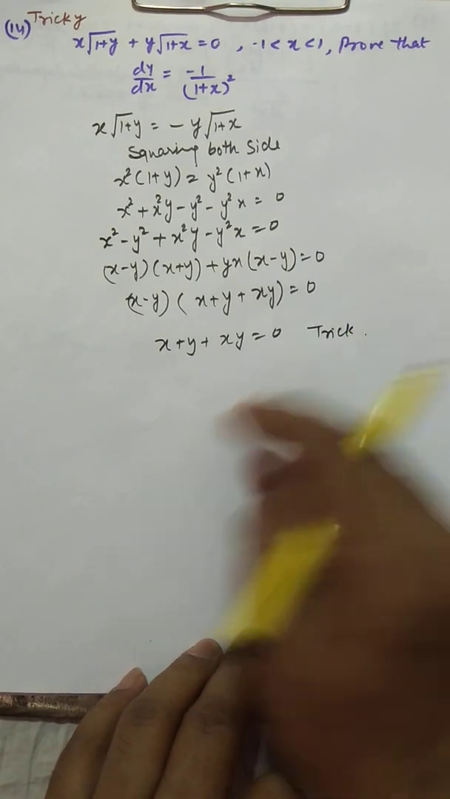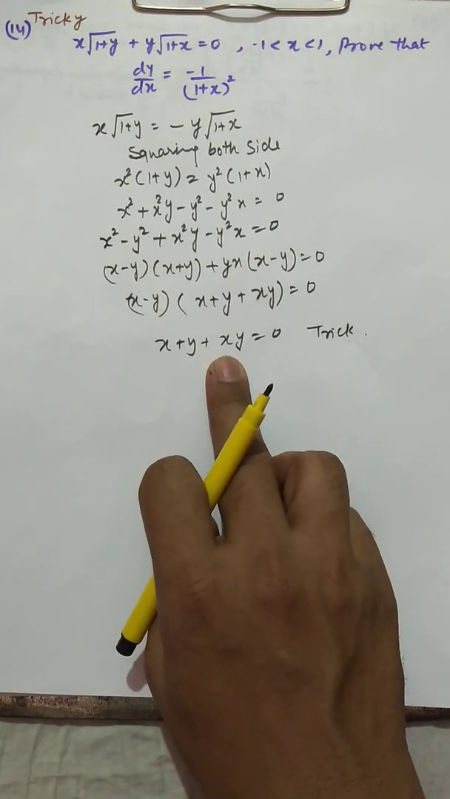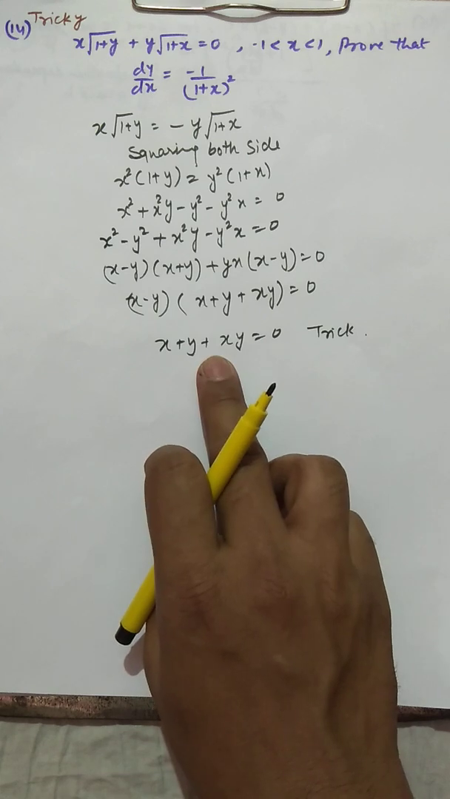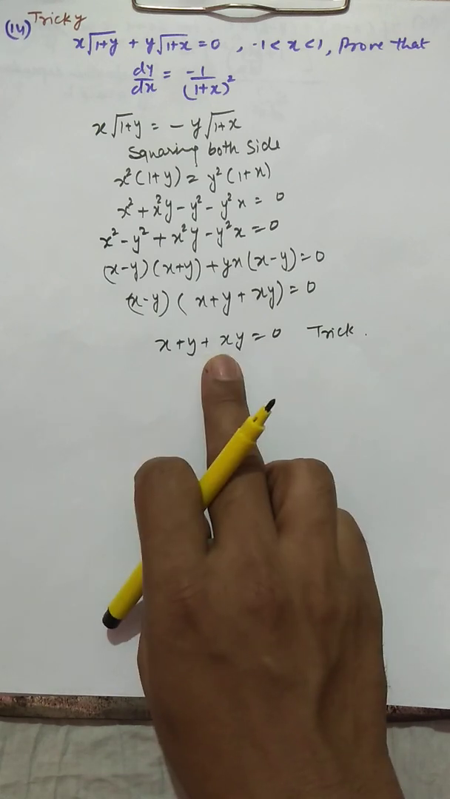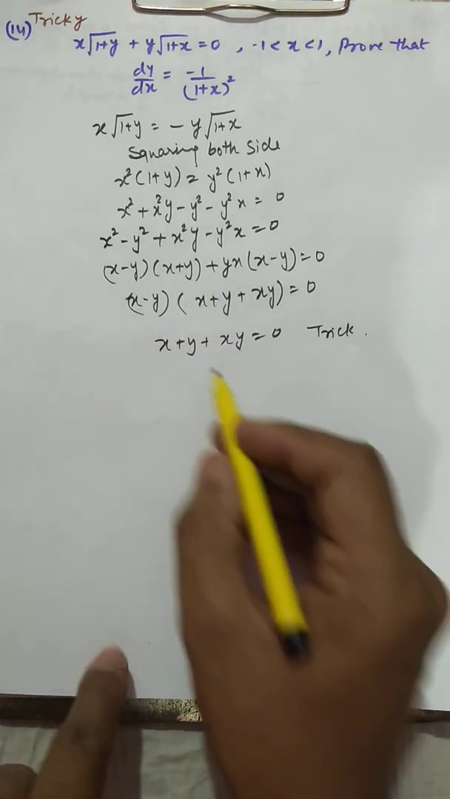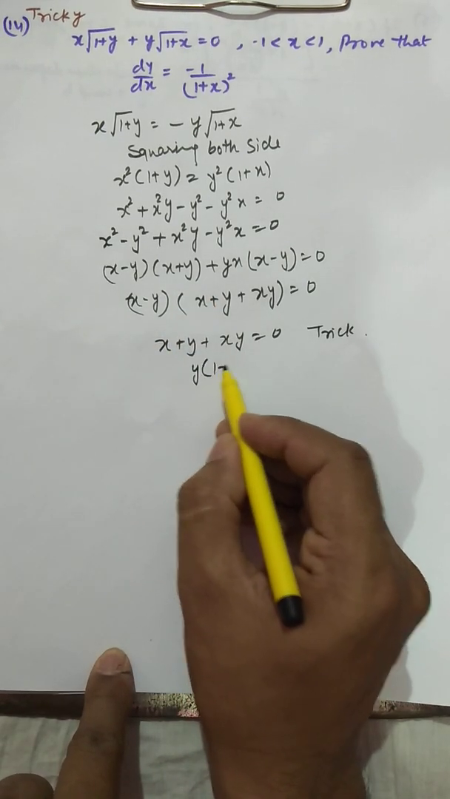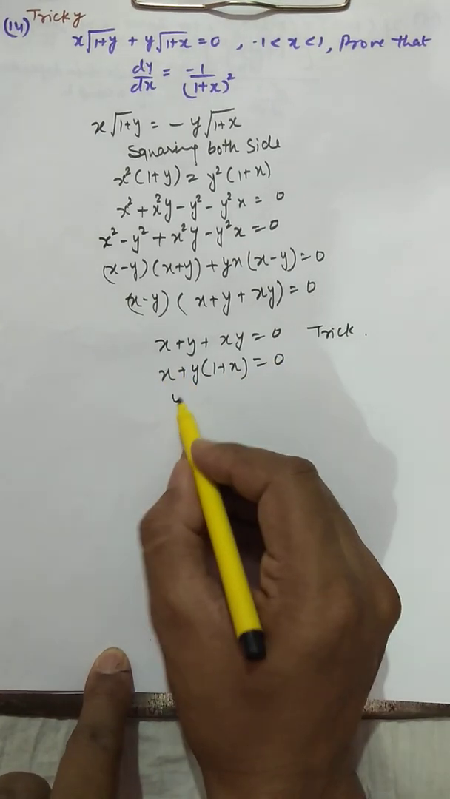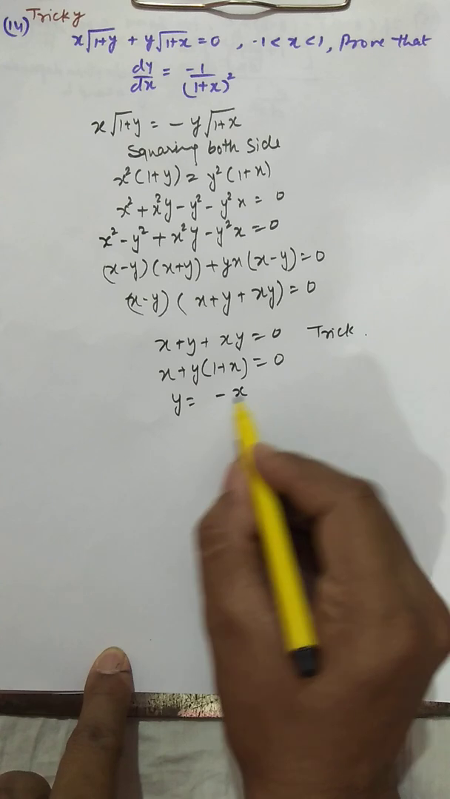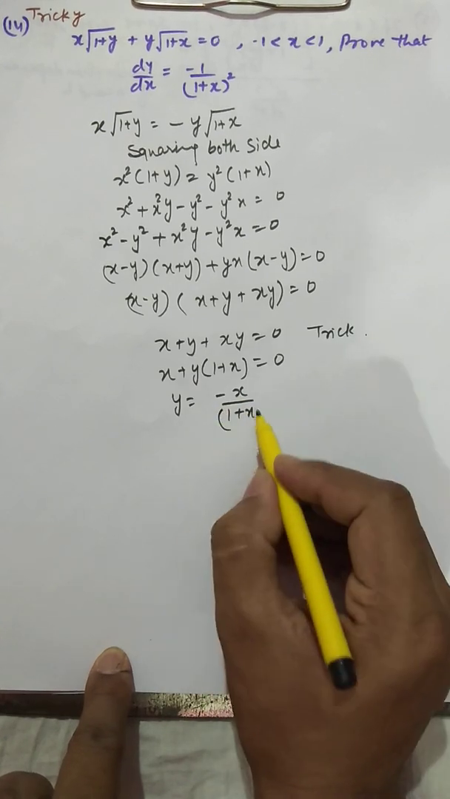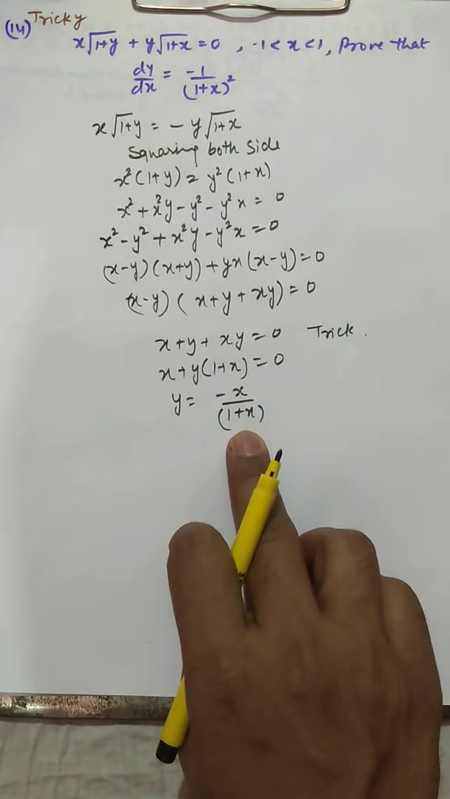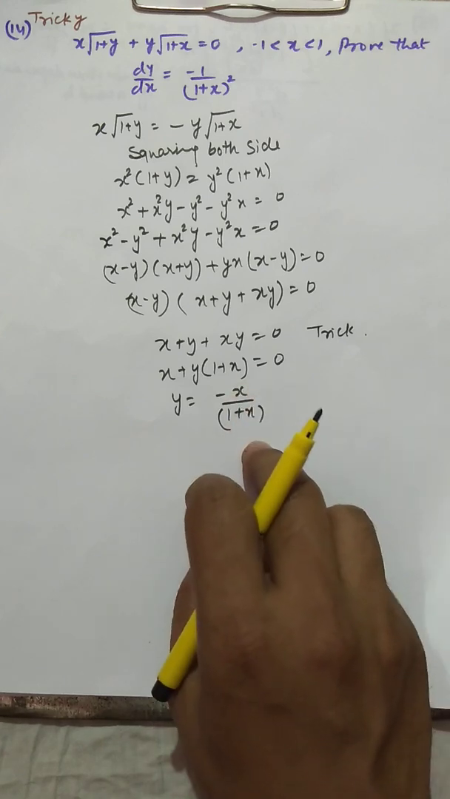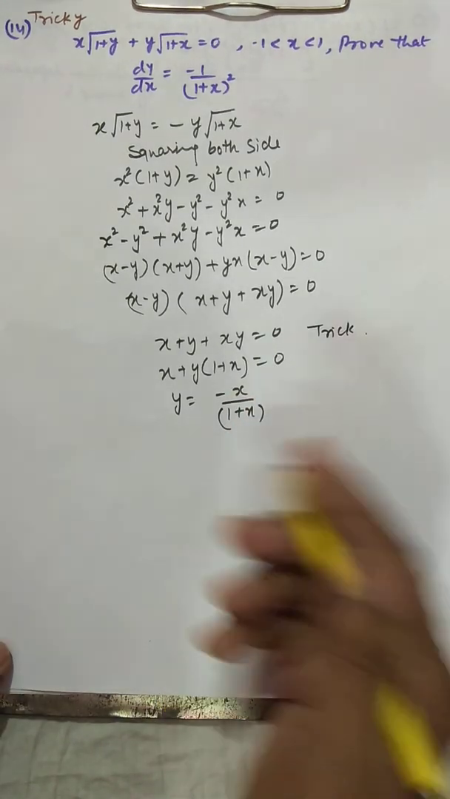What is that trick? You have to find y here, you have to write y in terms of x. If you directly differentiate here, it will be difficult to get the answer. So I am taking y: this is 1 plus x, and this is x, this is equal to 0. So y can be written as minus x upon 1 plus x. After writing y in terms of x, you can differentiate with respect to x.